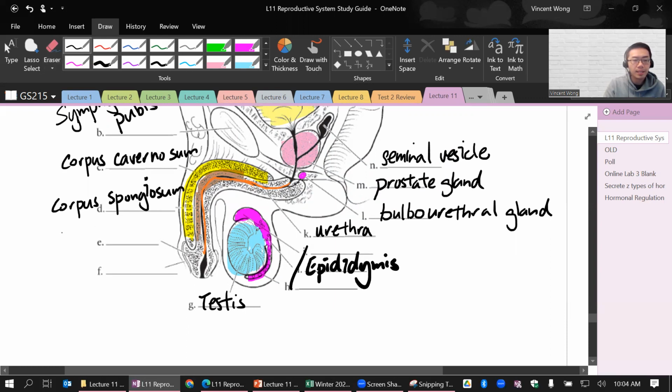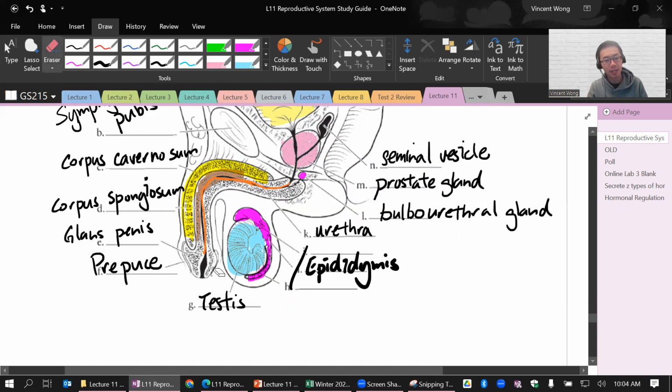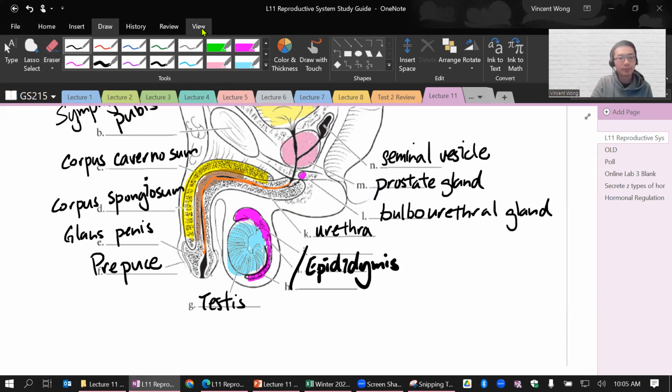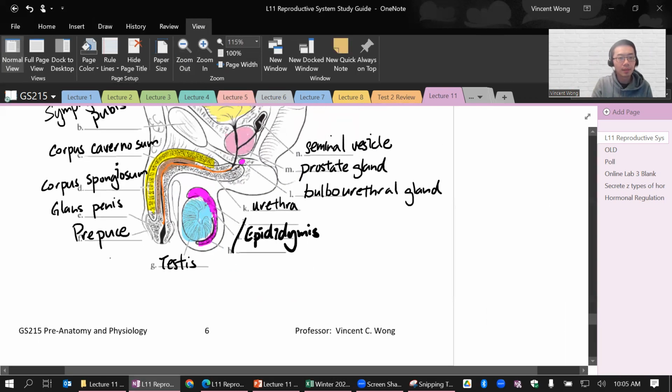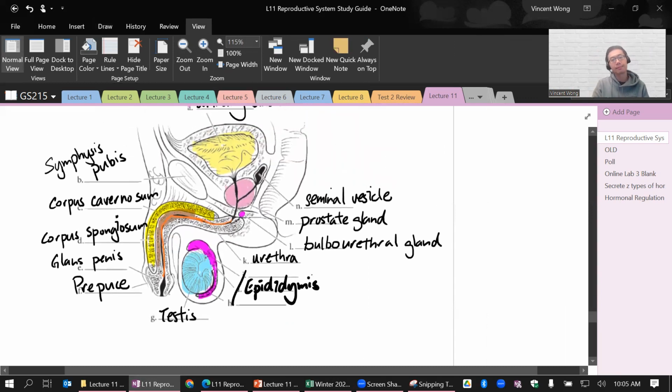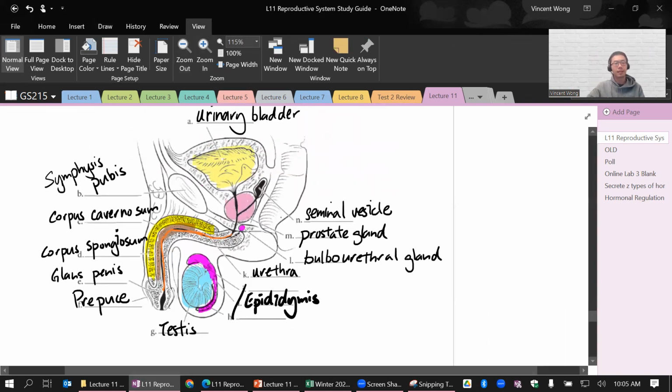That's the head of the penis, called the glans penis, and it's covered by the foreskin, but it's actually called prepuce. Sorry, prepuce. And you know, some people undergo circumcision and they remove that. That's it. Any questions?